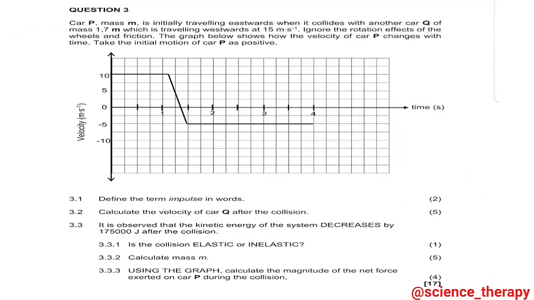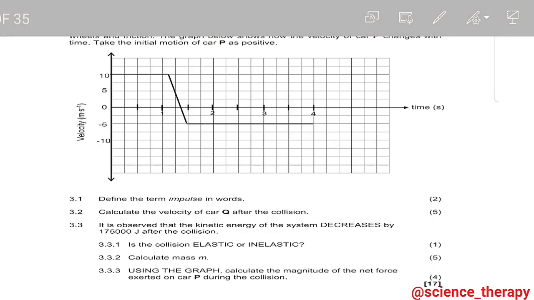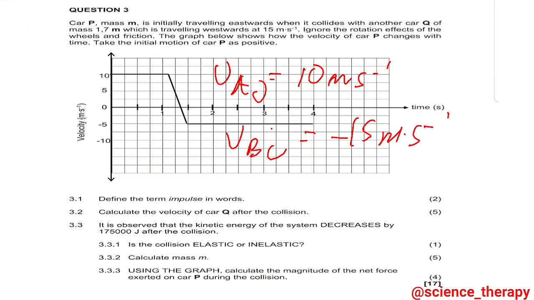Now they say which is traveling westward at 15 meters per second. So for car Q, let's say VA initially is 10 meters per second, but then VB initially is negative 15 meters per second. Why negative now? Because it is traveling in the opposite direction, westward. Ignore the rotation effects of the wheels and friction. The graph below shows how the velocity of car P changes with time. Take the initial motion of car P as positive.